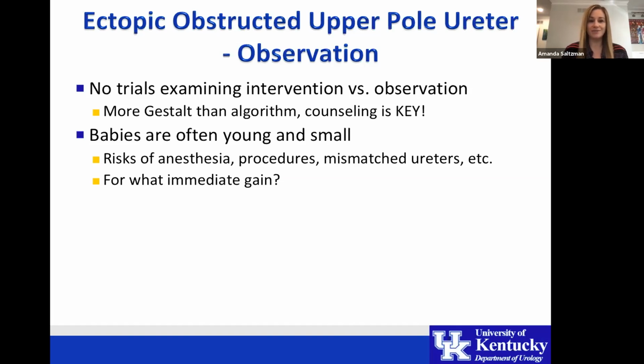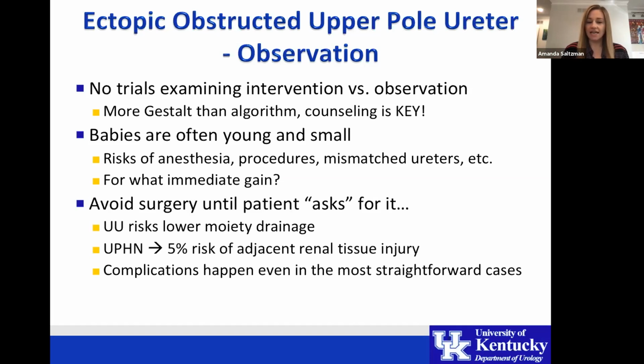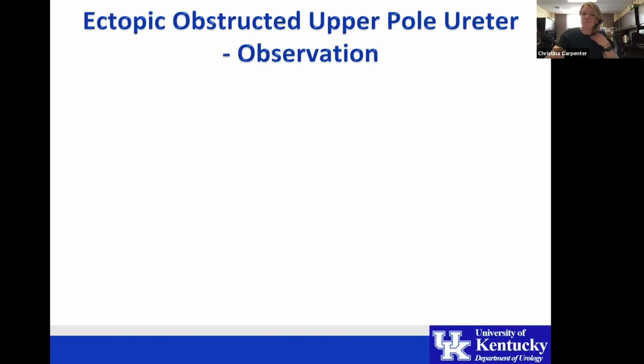If patients are asymptomatic and their function is okay, why do you need to do anything until the patient really has a strong indication for surgery? This is very much what I was taught and carries over from other areas of pediatric urology. In general, I try to avoid surgery despite liking to operate until the patient really asks for it. If you do a UU, you risk the lower moiety, the drainage of the lower moiety. If you do an upper pole heminephrectomy, which is a great operation, you've got about a 5% risk of injury to the adjacent renal tissue. And we all know that complications happen even in the most straightforward of cases. So generally, if you're going to operate, you want to operate for a very strong reason.